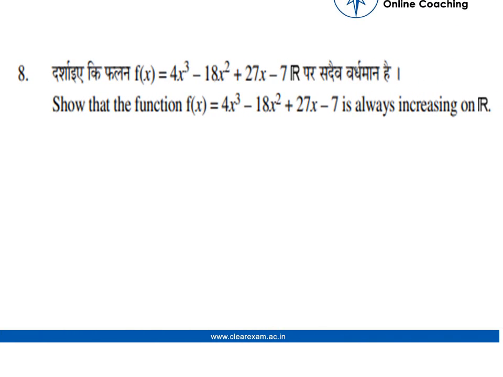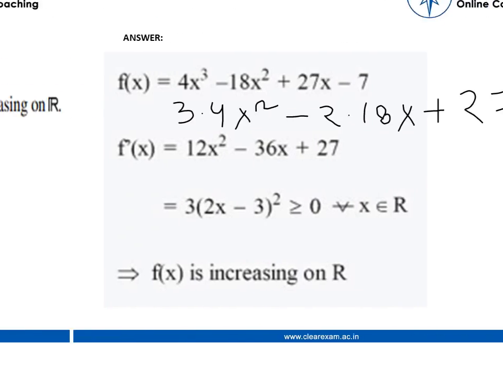Hello everyone, so here we have a question that says we need to show that the function f(x) = 4x³ − 18x² + 27x − 7 is always an increasing function on R. So first we need to differentiate this.